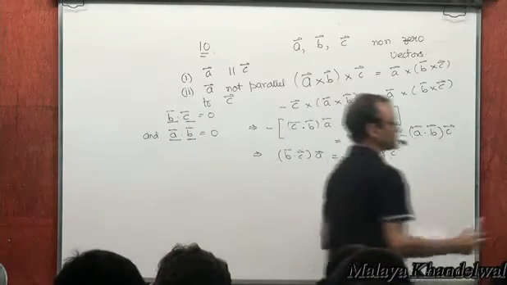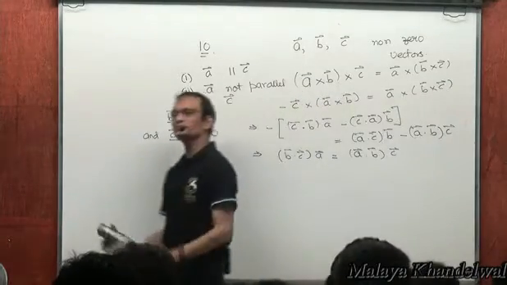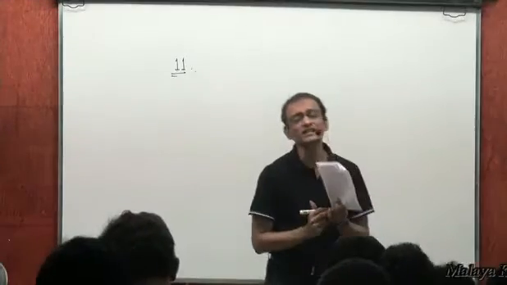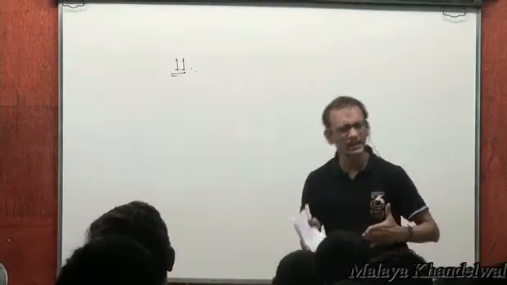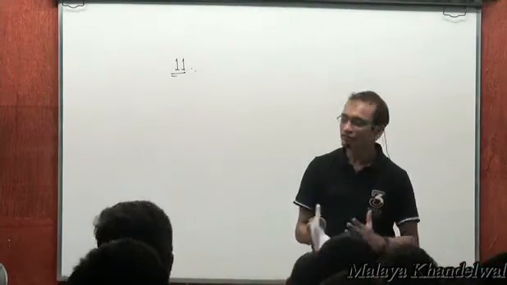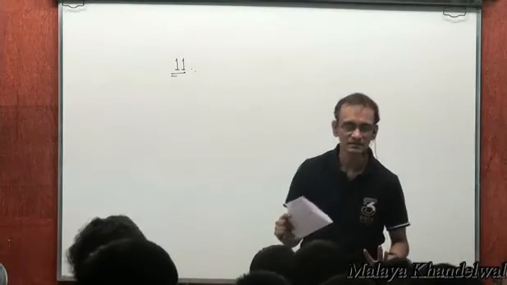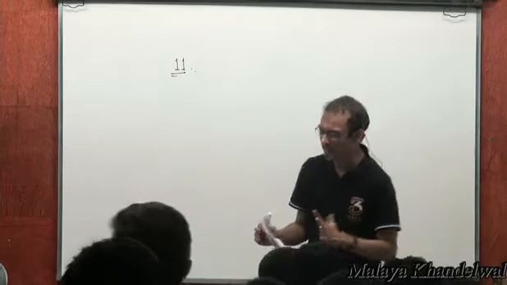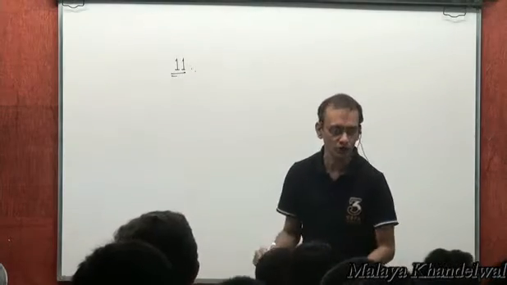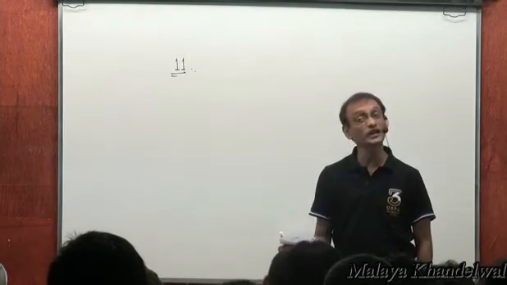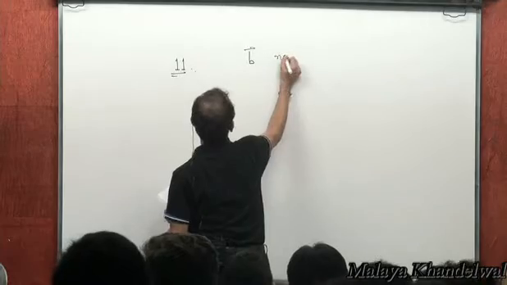Let's look at problem 11. Simple, na? B and C are two non-collinear vectors. See, when they say collinear, non-collinear, it's related to whether they are parallel or not. If two vectors are parallel, they say they are collinear vectors. That's what it means in vector parlance. So B and C are two non-parallel vectors. That's given, problem 11. B not parallel to C.